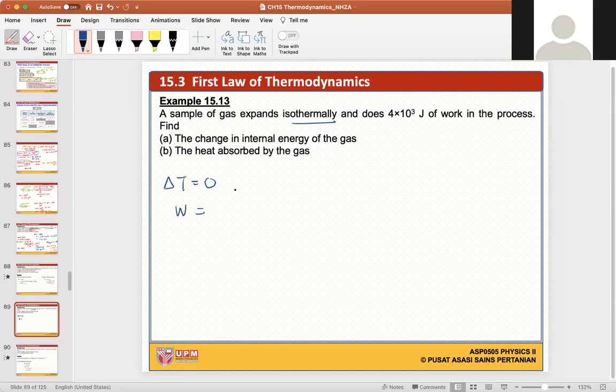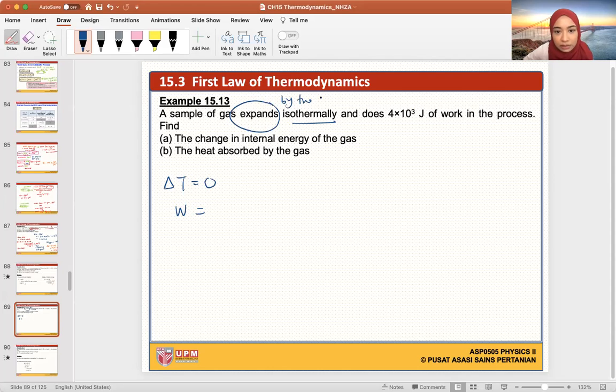Negative, because work done by the gas. Where does it say work done by the gas? Expands. Yes. The word expand means by the gas. Betul? Okay, so the word expands means that your work is negative. So minus 4 times 10 to the 3 joules. Find the change in internal energy of the gas. So what is our equation to use here?